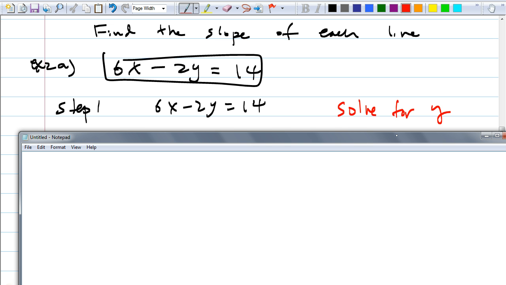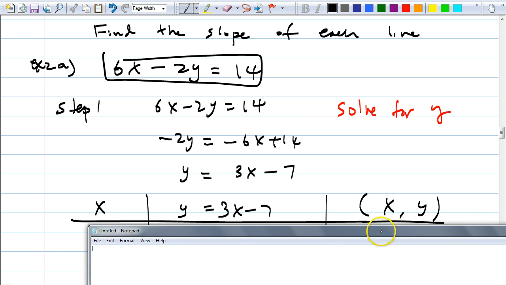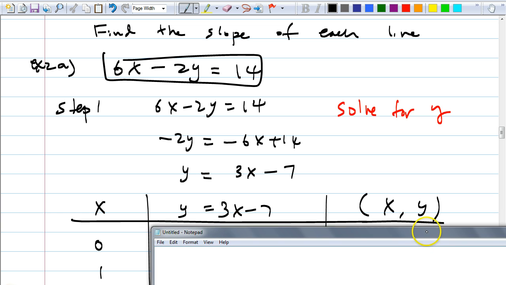Because with the chart, we could actually find as many points as we want, but we just need 2 points that belong to this line. Go ahead, everybody, solve for y. You should have all gotten y equals 3x minus 7, correct? Do we know how to put it into the chart? What is the value of x that we're going to plug in first? Yeah, good. What's the next number? 1. Go ahead, everybody plug in 0 and 1. I think those are the easiest. See what you get. Then you will get 2 points.